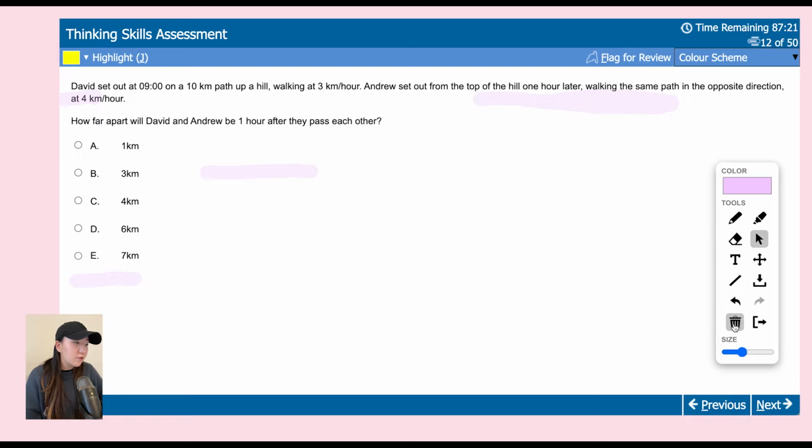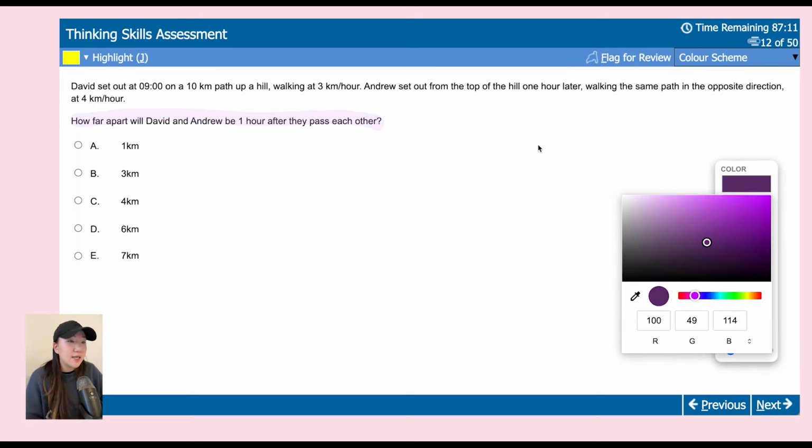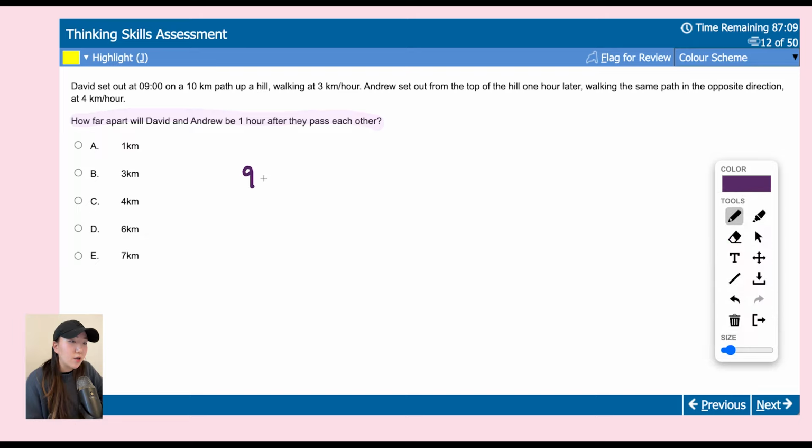Okay, question 12. So again, with the problem solving, I will read the question sentence first. How far will David and Andrew be 1 hour after they pass each other? We then have to figure out what it is they're doing. So David is setting out at 9 a.m. and he is walking up a 10-kilometer path up a hill. He is walking at 3 kilometers per hour.